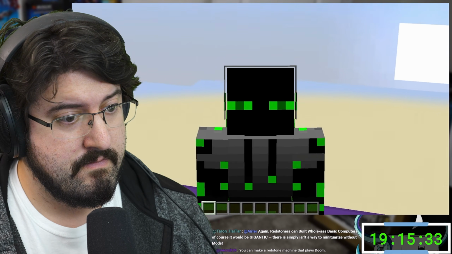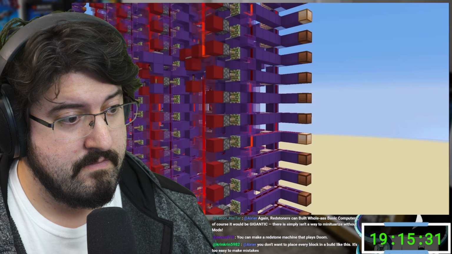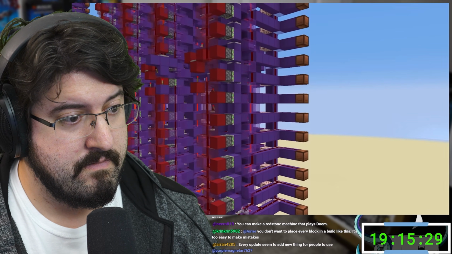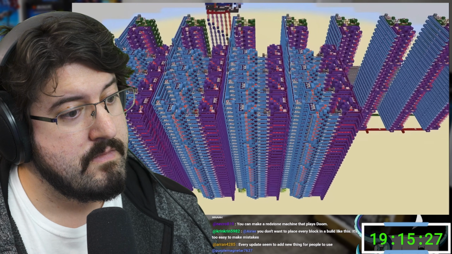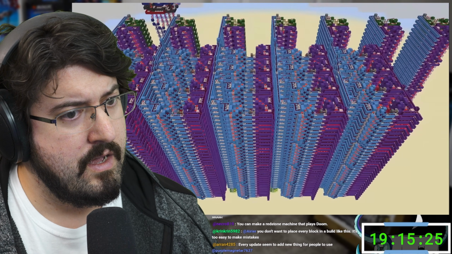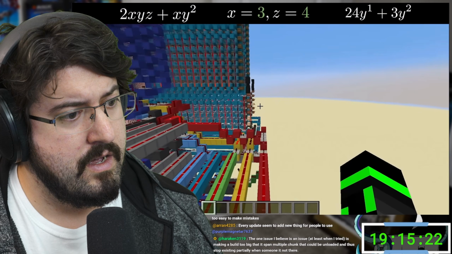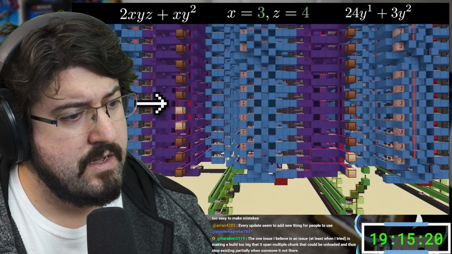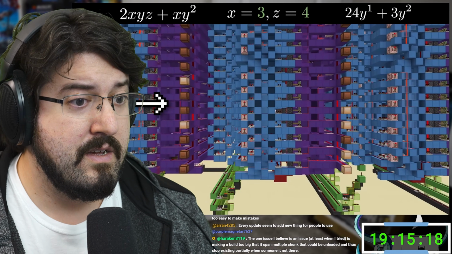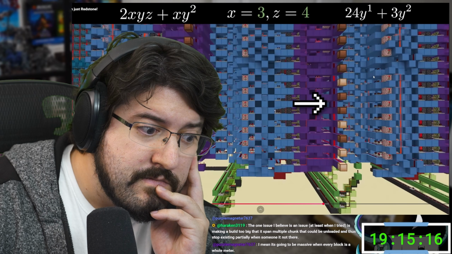And you know what? This gave me some respect for pistons. They may not be great at logic gates, but they're pretty good at stopping loops. From there, I duplicated this whole circuit and hooked it up to all the terms. If I put in this equation and column from earlier again, you can see the first unit generates 24y, and the second one generates 3y squared.